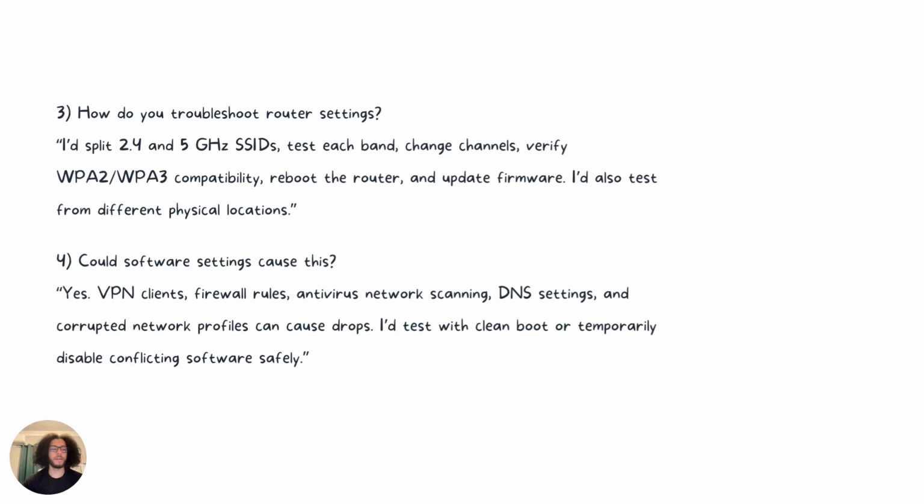Okay. The third question is: how do you restore or adjust router settings? I would explain that I test 2.4 and 5 GHz as separate bands, change the channel, and verify WPA2 and WPA3 compatibility. I reboot the router and update the firmware. I also test from different physical locations.